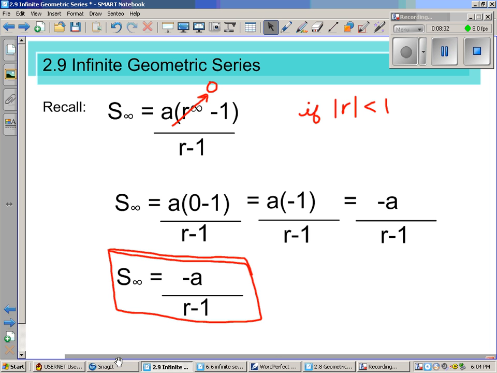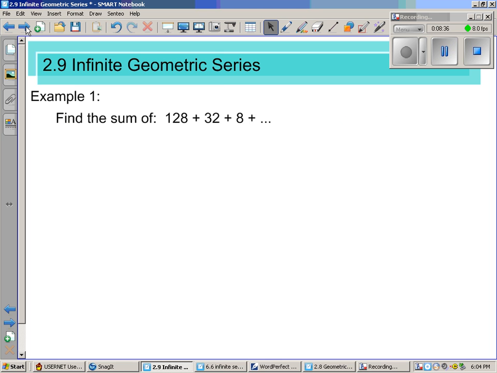So we're going to go through some examples. I think there's 3. Example number 1. Find the sum: 128, add 32, add 8, add, and so on and so on and so on, forever and ever. Amen. Well, first of all, we know some things. So we know the value of our first term. What is it? 128.